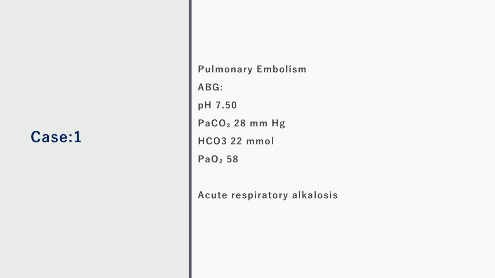Case 1. Pulmonary embolism. Arterial blood gas: pH 7.50. Partial pressure of carbon dioxide 28, bicarbonate 22. O2 58 millimeters of mercury. This is classic acute respiratory alkalosis due to hypoxemia stimulating hyperventilation.